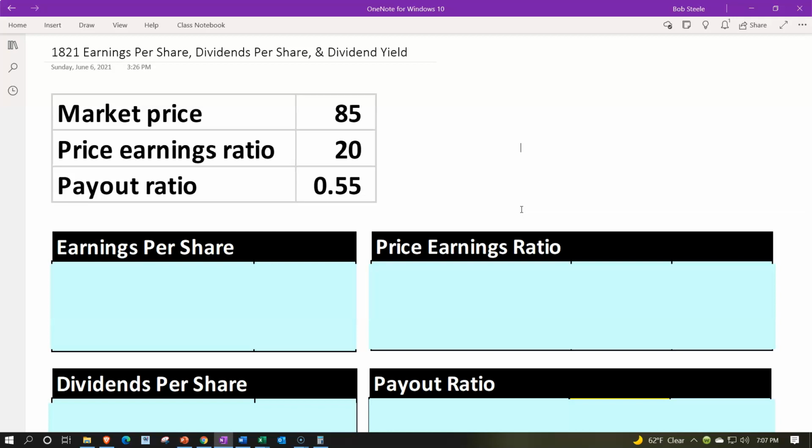So we have the market price at 85, the price earnings ratio at 20, and the payout ratio at 0.55. Remember that the price is going to be something not given to you within the corporation. That's determined by the market. If it's a publicly traded company, then it'll be readily available to you. The price earnings ratio is going to be our ratio calculation for the price compared to the earnings, of course. And then we've got the payout ratio.